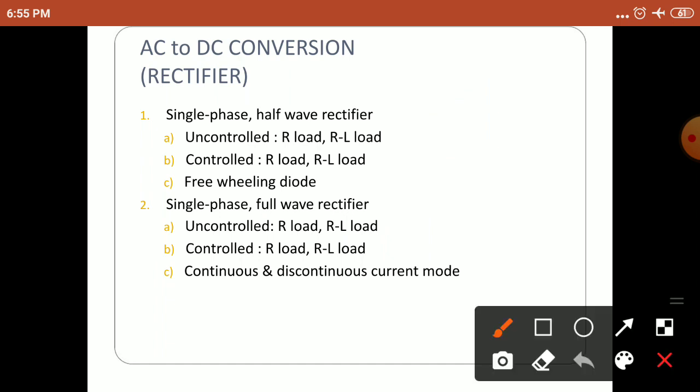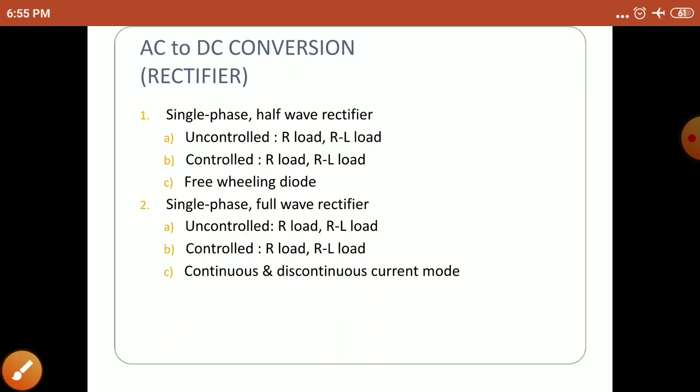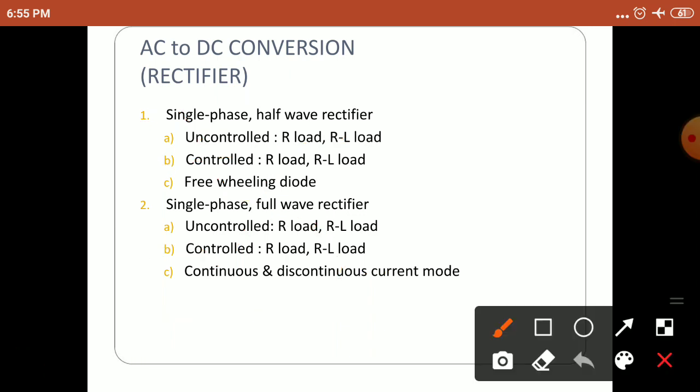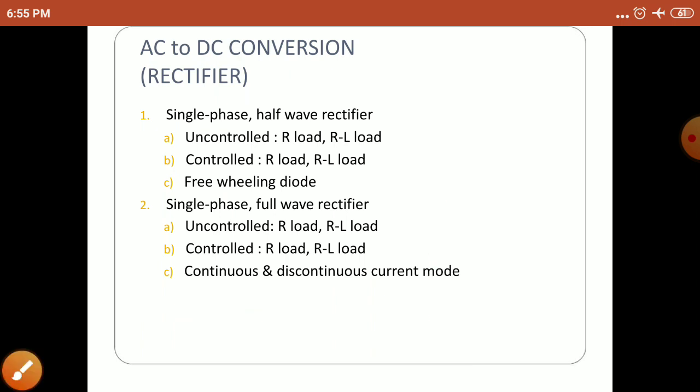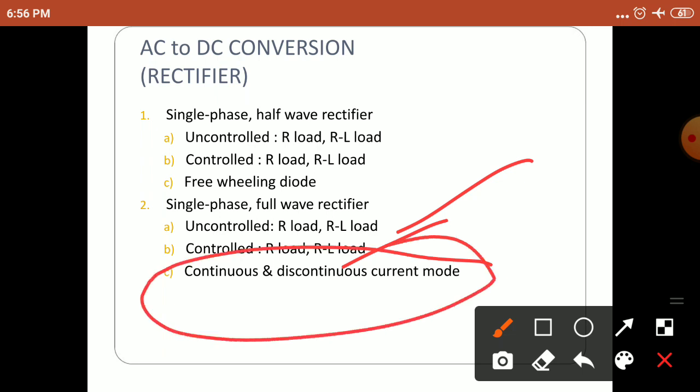Now the single phase full wave rectifier. Just look at this. This is your AC waveform. In the case of single phase full wave rectifiers, we are using two diodes. In the first positive half cycle, one diode is conducting and it will convert the AC to DC. In the negative half cycle, another diode will conduct and it will convert the AC to DC. That is the full wave rectifier. That is the difference between single phase half wave and single phase full wave rectifiers. In the case of single phase full wave rectifiers also we have uncontrolled rectifier and controlled rectifier, and once again continuous conduction mode and discontinuous conduction mode.